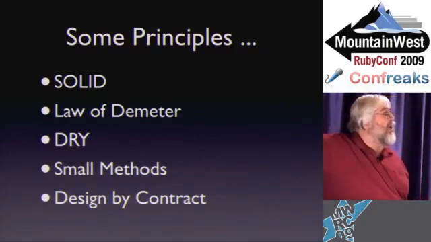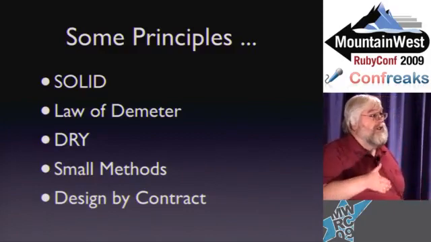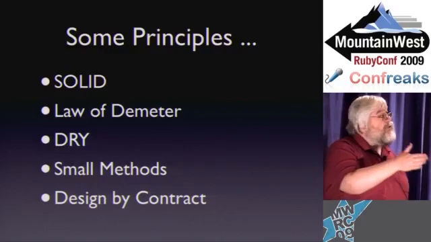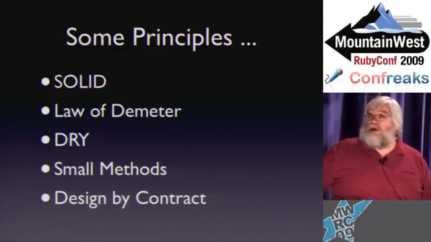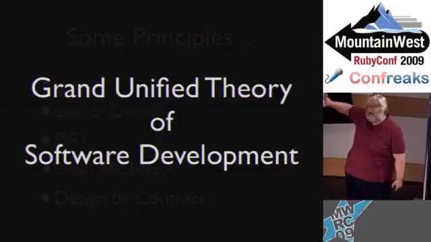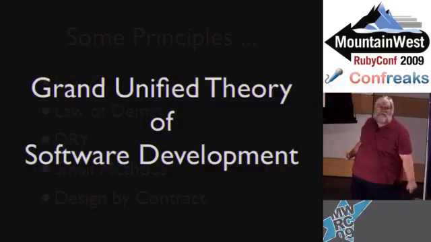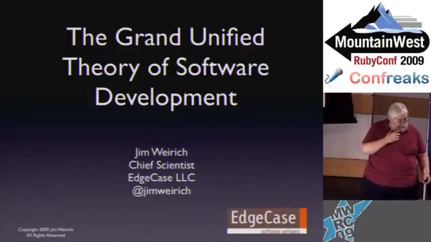The law of Demeter is a principle that a lot of people follow. The DRY principle we're all familiar with, don't repeat yourself. Keep it simple. Writing small methods, someone over here called that one out. Design by contract. So there's a lot of principles involved, but is there kind of one grand unified theory of software development? And that's kind of what I've been thinking about here recently.